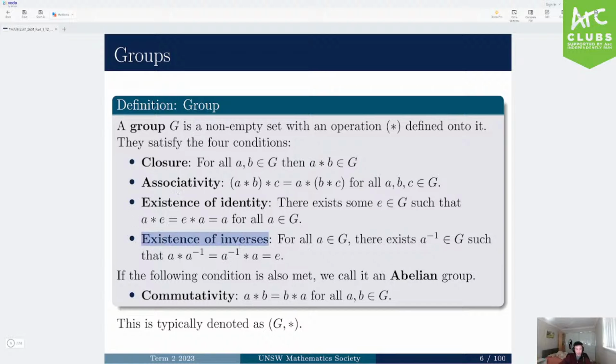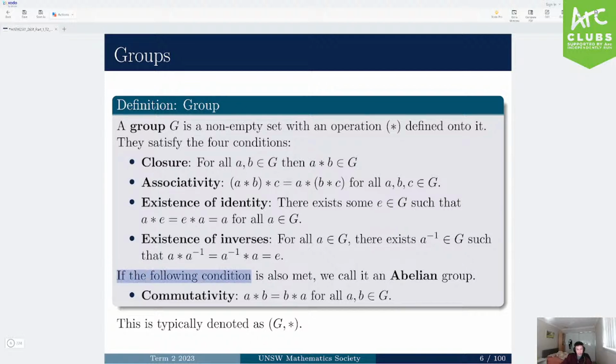And our last one is the existence of inverses. So for any element in G, there must exist some inverse, let's call it A to the power minus 1, in that G, such that if we multiply the two elements together in any order, that returns us the identity element E. Okay. So again, thinking about the real numbers, if we have like the number 2, the inverse of 2 would be a half, because if we multiply half by 2 in any order, that returns us 1.